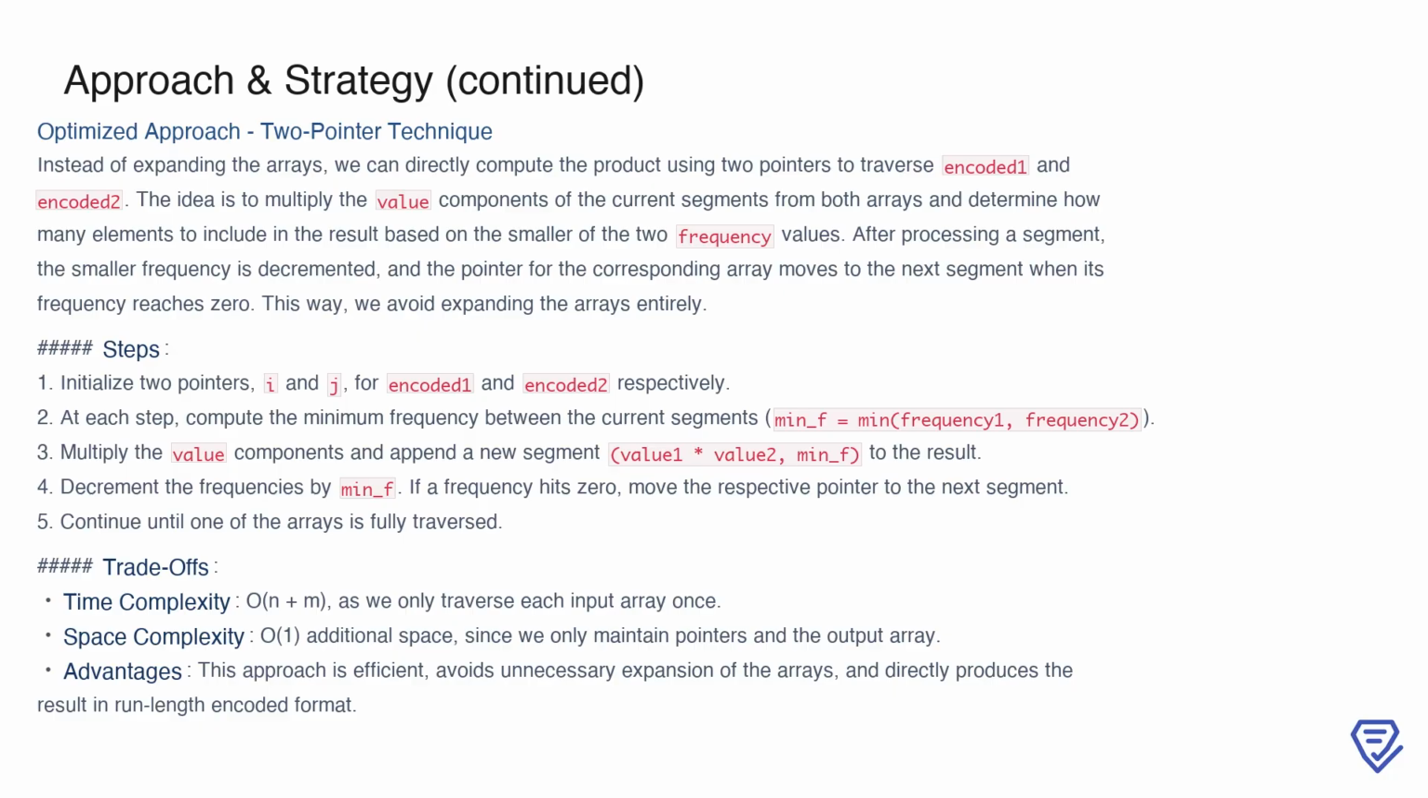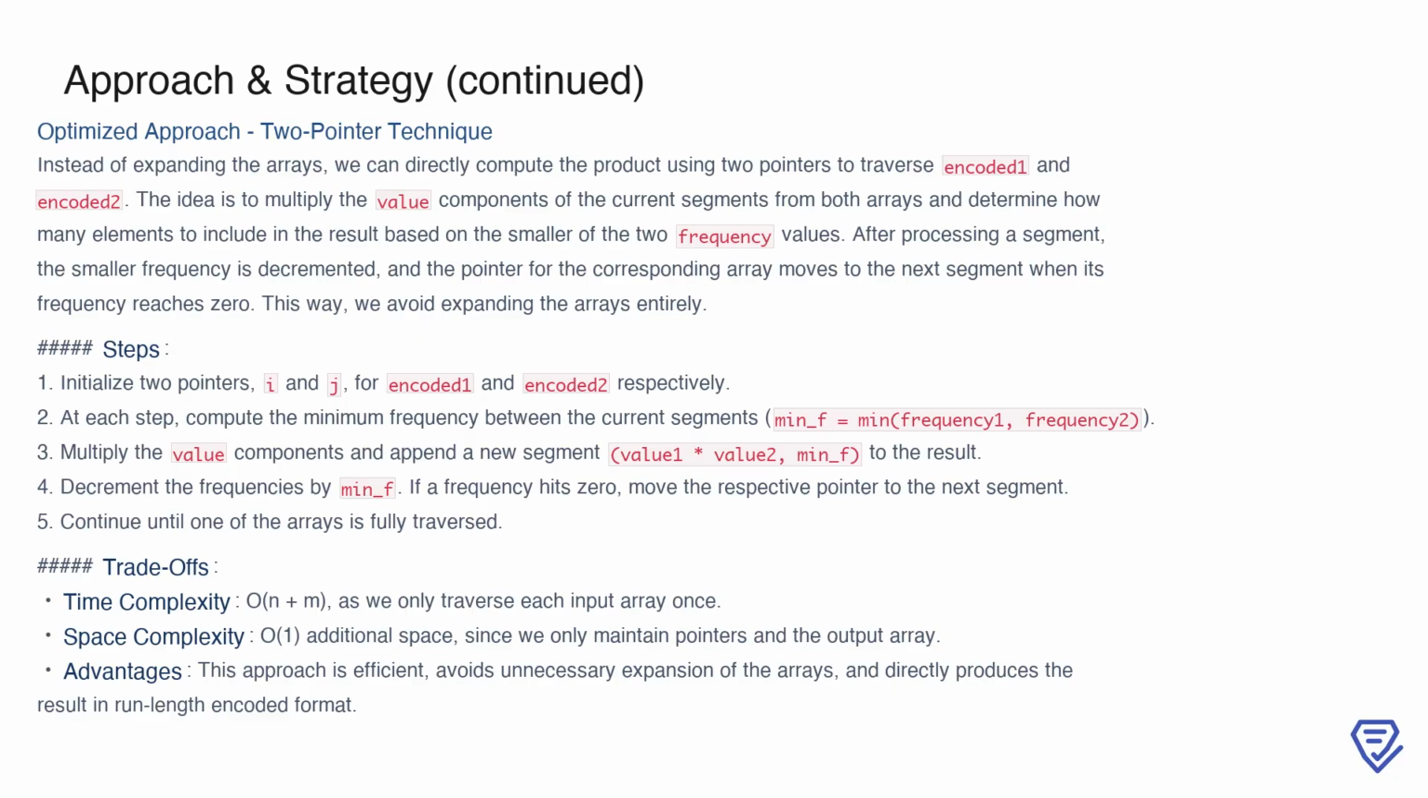This creates a new segment for the result, consisting of the product of the values and the minimum frequency. After this, we decrement the frequencies of the processed segments by the minimum frequency and move the pointer for any segment whose frequency reaches 0. This process continues until one of the arrays is completely traversed. This method avoids expanding the arrays entirely, making it significantly more efficient.